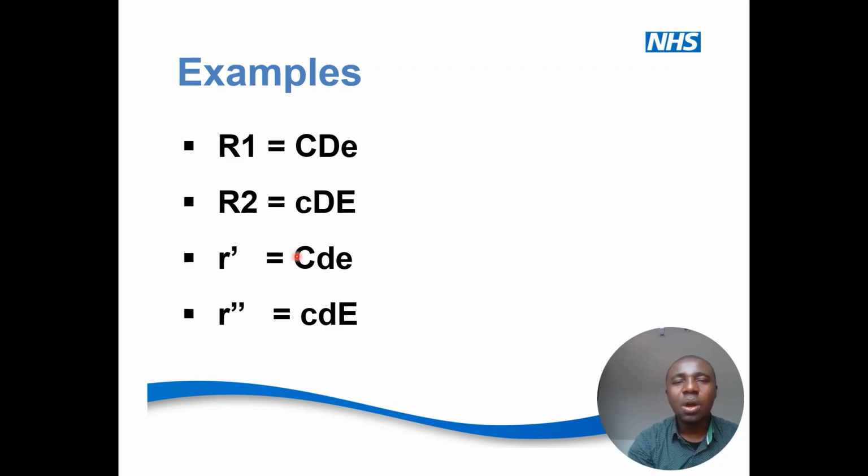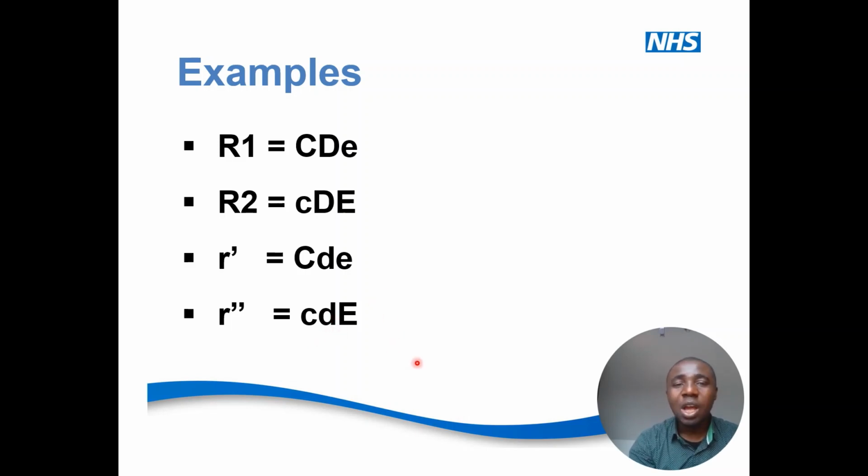That's the formula. So, R1 here is capital C, capital D, little e. R2 is small c, capital D, big E. Little r1 is capital C, small d, small e. And little r2 is small c, small d, and capital E.